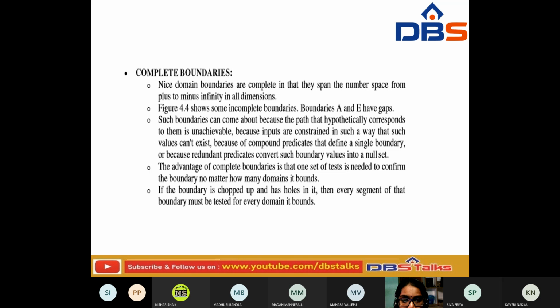So if it is a complete boundary, the nice domain boundaries are complete in that they span the number space from plus to minus. That means from largest values to least values, in all the dimensions. That is in x dimension, y dimension, that is one dimensional or two dimensional or three dimensional. Such boundaries can come about because the path that hypothetically corresponds to them is unachievable, because the inputs are constrained in such a way that such values can't exist because of the compound predicate.